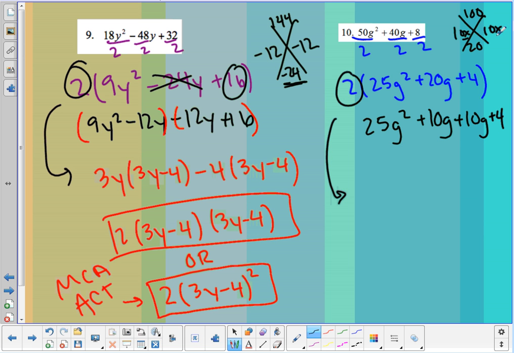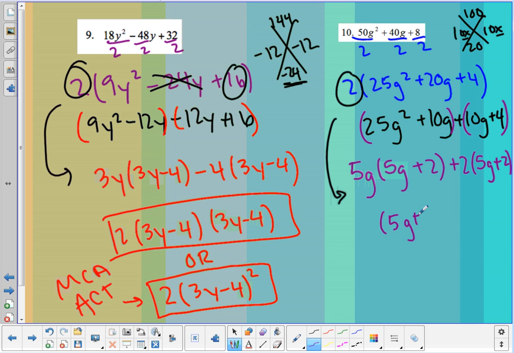And yes, I threw x's on those just out of habit, but they're actually supposed to be g's. That's okay. So then I group and I group. From the first group, I can take out a 5 and a g. So 5g leaves me with 5g plus 2. Second group, I can take out a 2, leaving me with 5g plus 2. So I have 5g plus 2 and 5g plus 2. So I have 2 times 5g plus 2 quantity squared.